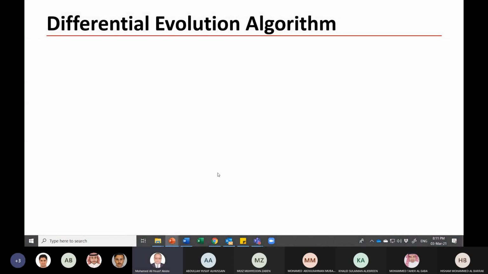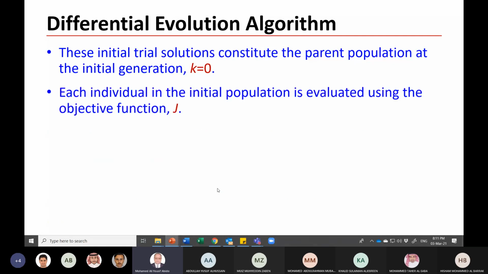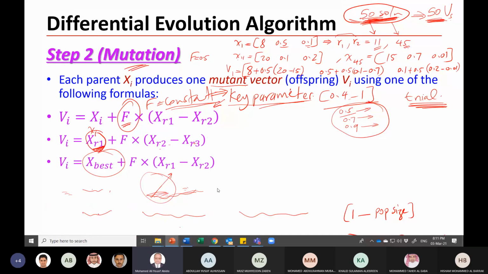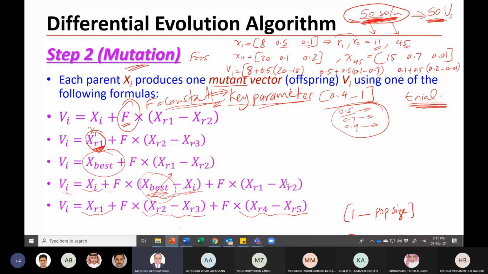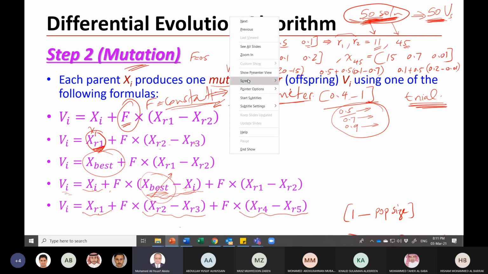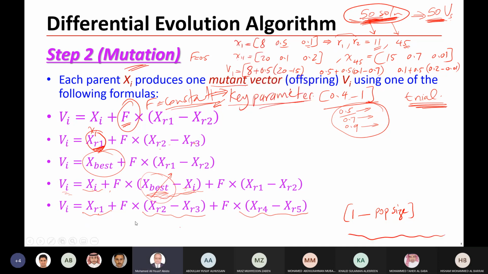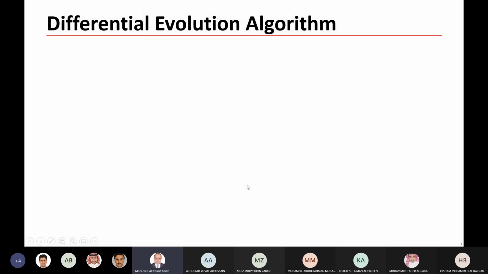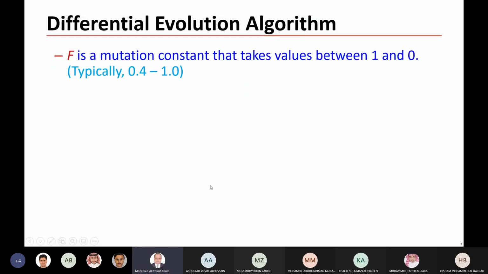Let me convert it to presentation mode. And then mutation, we have different forms of mutation, as we discussed last time. You can use any one of them, either this one or the first one, to do the mutation. And after the mutant vector is formed, you need to create the trial solution.